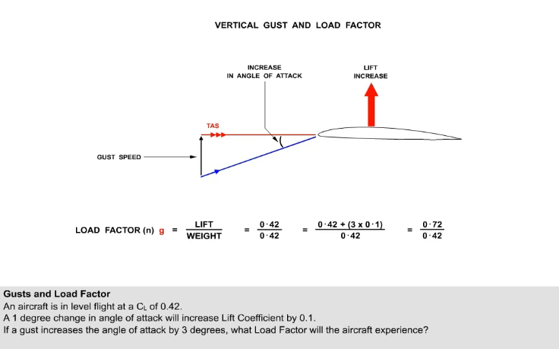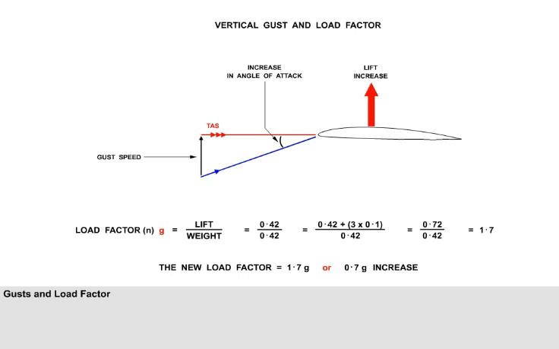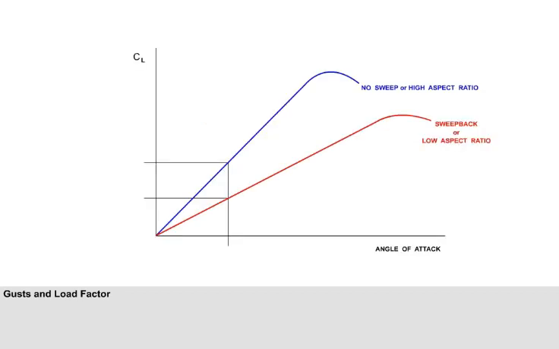Dividing 0.72 by 0.42 gives 1.7, a new load factor of 1.7 g, or an increase in load factor of 0.7 g. It is clear that for a given gust speed and aircraft true airspeed, the increment in load factor will depend upon the increase in lift coefficient per change in angle of attack from the gust. In other words, the slope or gradient of the lift curve.